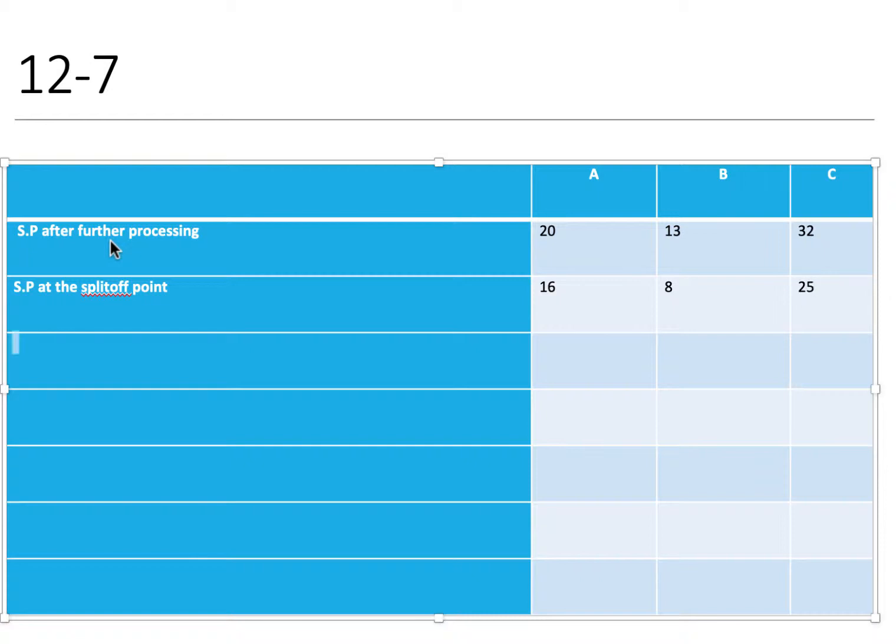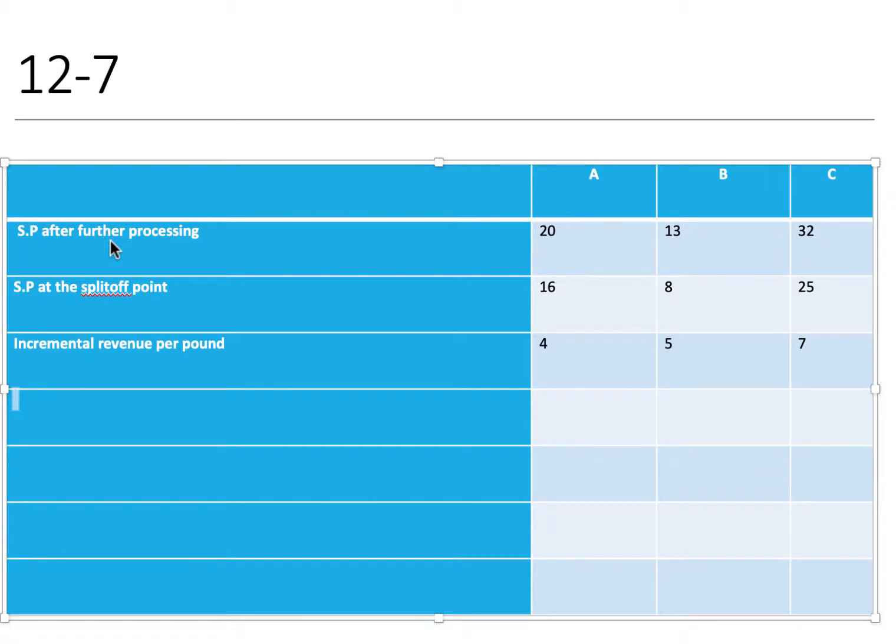So we now have our incremental revenue per pound. We're just going to subtract the two prices: $4 for product A, $5 for product B, and $7 for product C.